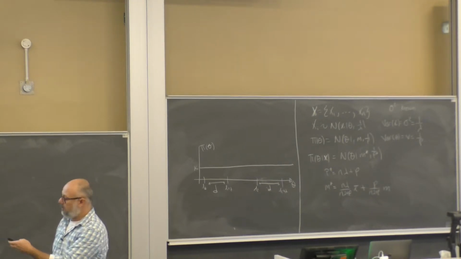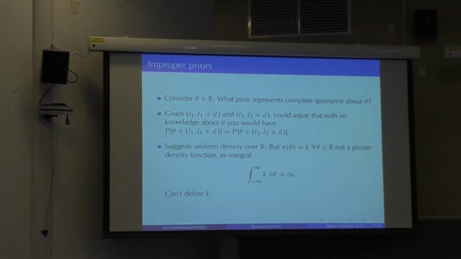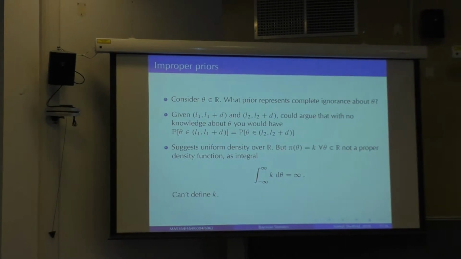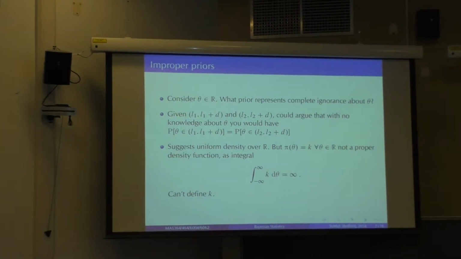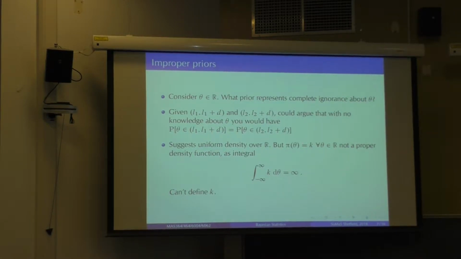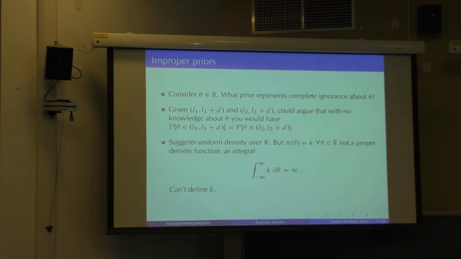But obviously that is not the case, okay? If you integrate any constant between minus infinity and infinity, that integral does not converge. Therefore, that is not a real prior distribution. It is a constant function. For any value of theta, it will give a constant value, but it is not a PDF.